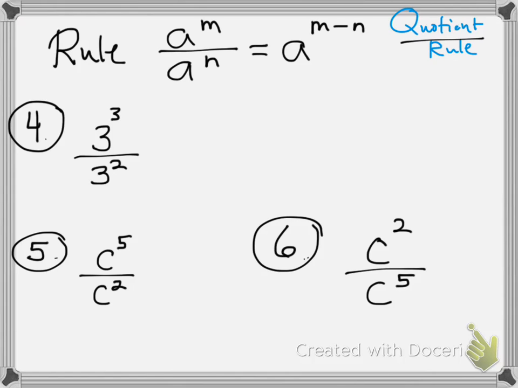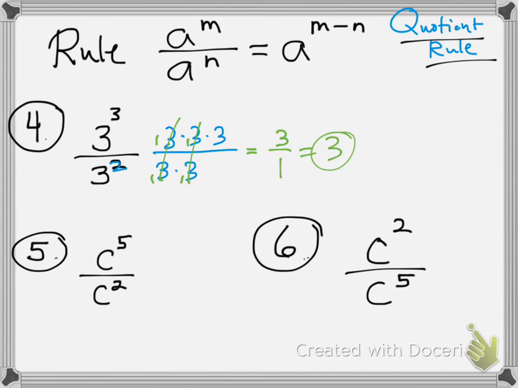The quotient rule. So now we're dividing. 3 to the third really means 3 times 3 times 3. 3 squared really means 3 times 3. And then I can one them out. 1, 1, 1, 1. So technically I have 3 over 1, which is 3. Okay, let's try this one.